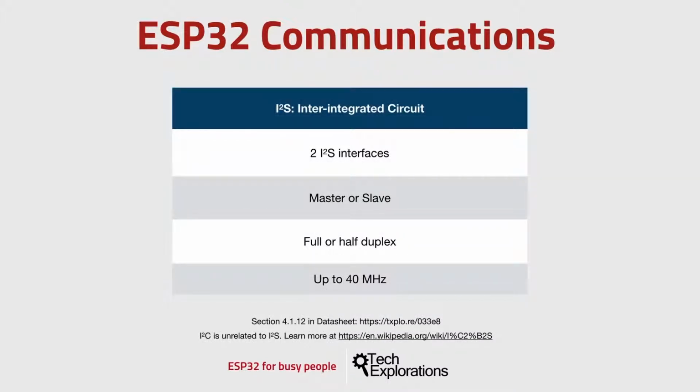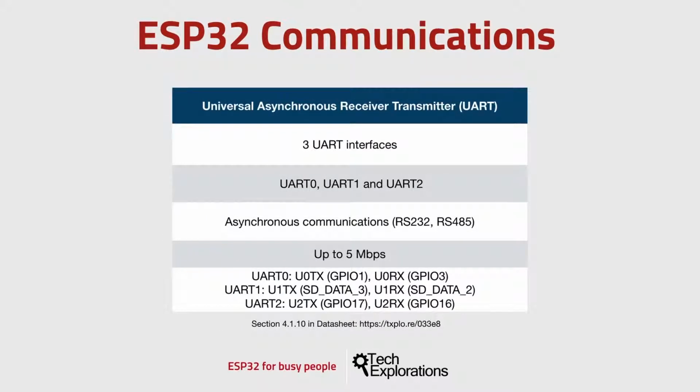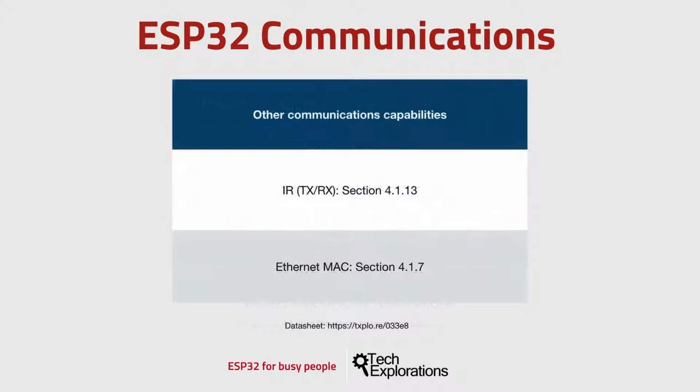There's also 2 I2S interfaces, which are typically used in audio applications. And of course, the ubiquitous UART, Universal Asynchronous Receiver Transmitter. 3 of those interfaces are present. We can use them with any serial device. In addition to the above, there's also the infrared receive and transmit communication capability and an Ethernet MAC adapter. So we can connect to a local Ethernet network.